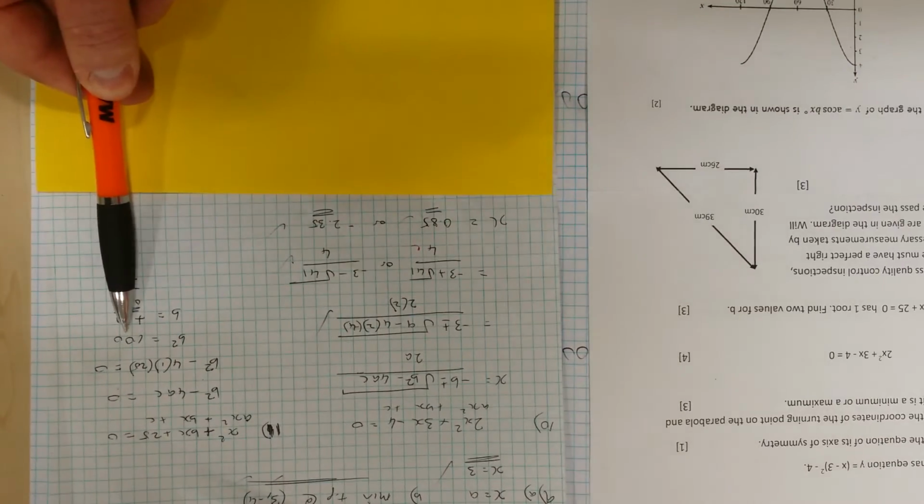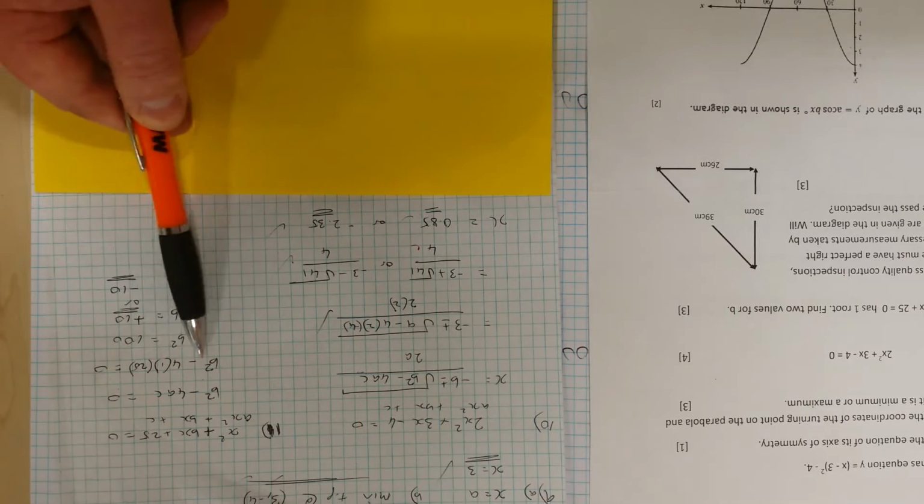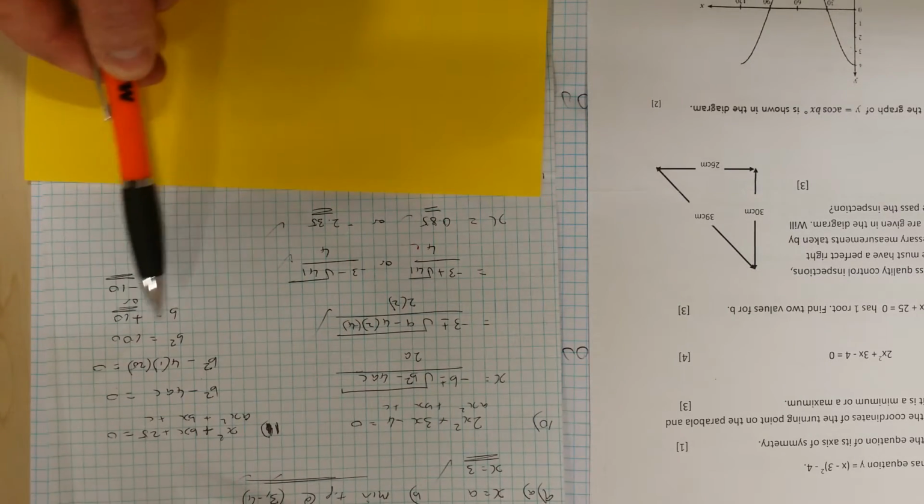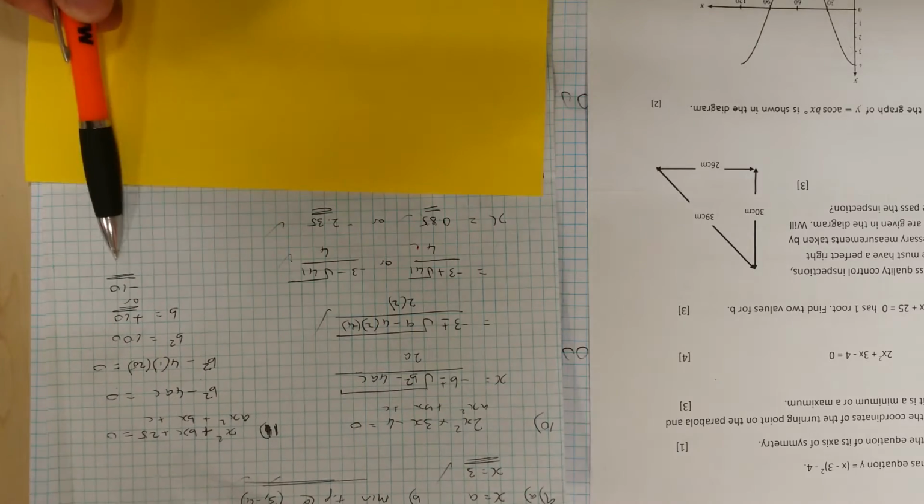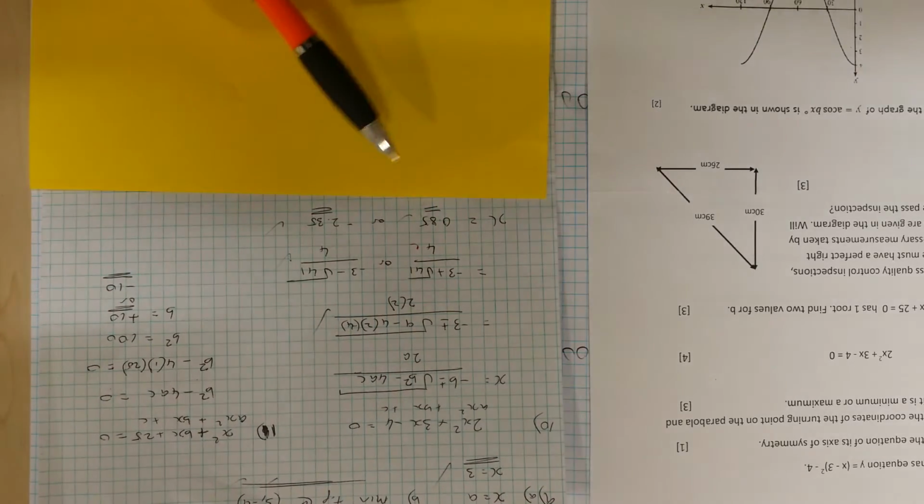So b squared is 100. b squared minus 100 is equal to 0. b squared would be 100. And when you square root 100, you get plus or minus 10. So that's your two different values for question number 11.